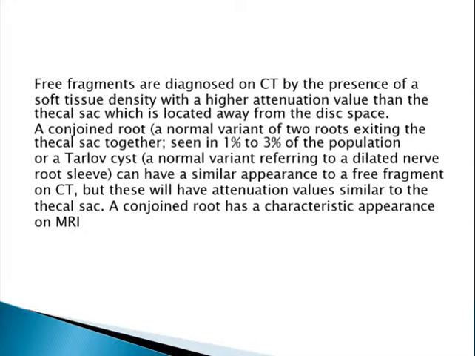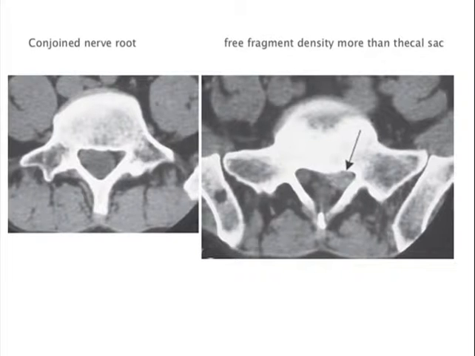Also, a tarlov cyst, which is a normal variant, refers to a dilated nerve root sleeve. It can be similar to the appearance of a free fragment on CT, but these cysts, as the name implies, have fluid within them, and it will follow the CSF signal intensity on all sequences. Also, the conjoint root has a characteristic appearance on the MRI. For example, you can see here two examples of a conjoint root, a nerve root, and a free fragment in the spinal canal.